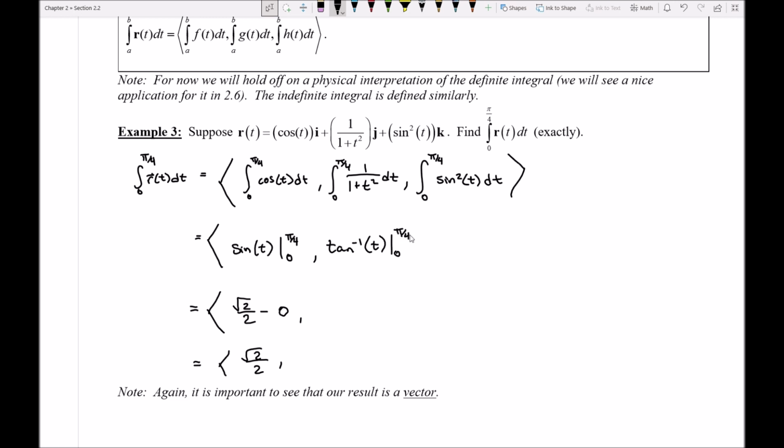All right, so let's see. Now I would just have to evaluate at each of the points. The inverse tangent of pi over 4 creates a 1. The inverse tangent of 0 creates a 0. And so my middle component there just happens to be 1.